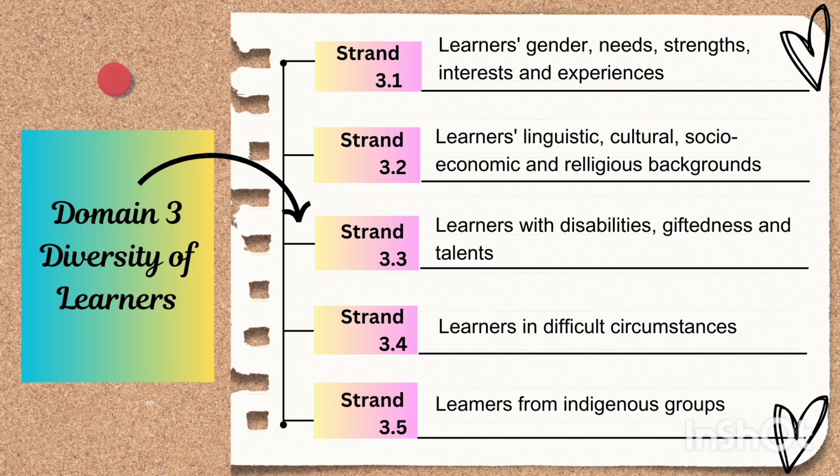And then learners with disabilities, giftedness, and talents. So supporting students with disabilities, giftedness, and talents by providing appropriate accommodations, resources, and opportunities for their unique learning needs and abilities. Next, learners in difficult circumstances. So offering additional support and resources to students facing challenging life circumstances such as poverty, trauma, or family issues to ensure they have equal access to education and opportunities for success. And then learners from indigenous groups. So acknowledging and honoring the cultural heritage, knowledge, and perspective of indigenous students while addressing their educational needs and promoting their academic and cultural identity.